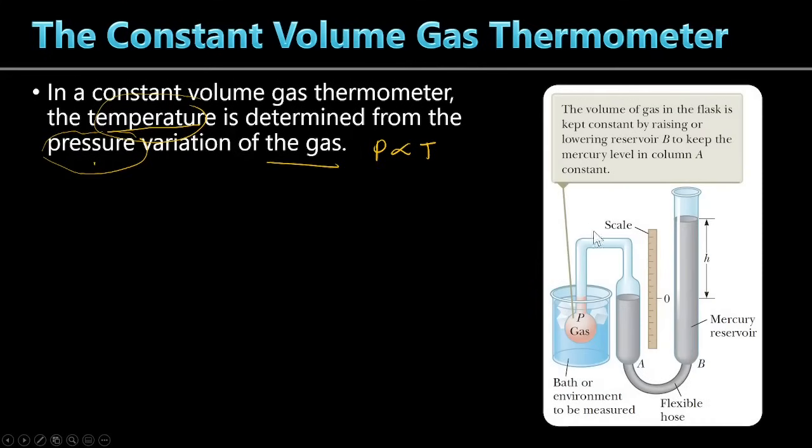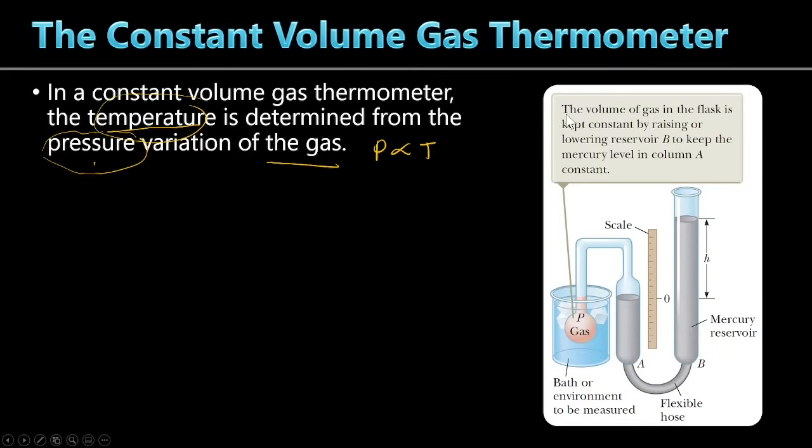Ito siya, no? So, if you can see here, we have a glass tube. In that glass tube, we have a gas, no? For example, we call this gas P. It's inside the glass tube, which is placed in a bath or an environment whose temperature is to be measured. Then here, we also have a mercury reservoir containing mercury. So, what will now happen? This gas has a volume that needs to be kept constant.